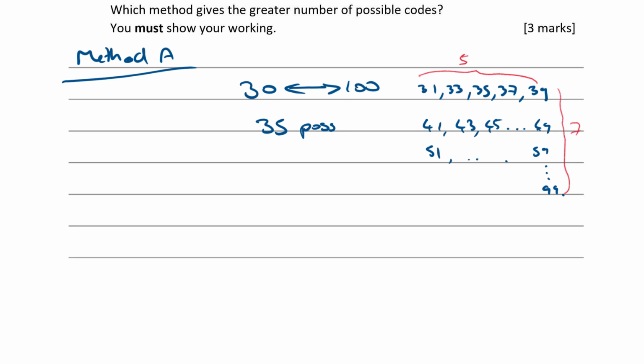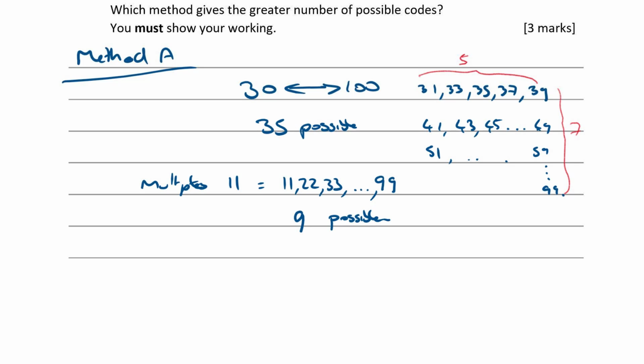35 possible numbers between 30 and 100. So for the first 2 digits, use an odd number between 30 and 100. I'm going to have 35 possible choices for those 2 digits. And then the last 2 digits use a multiple of 11. Okay, so the multiples of 11, well, they're 11, 22, 33, and so on up to 99, aren't they? Our 2-digit numbers which are multiples of 11. So there are 9 of those, 9 possible.